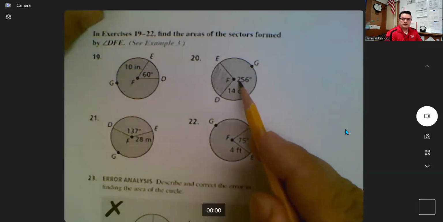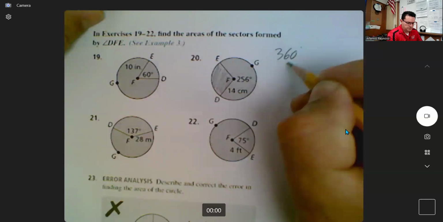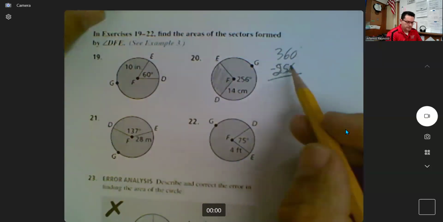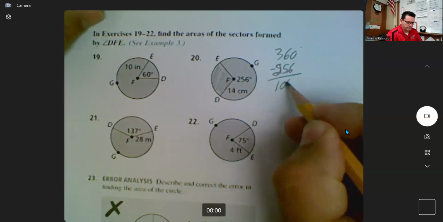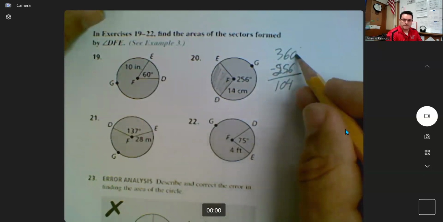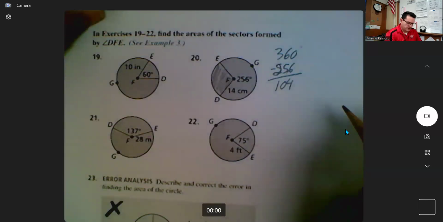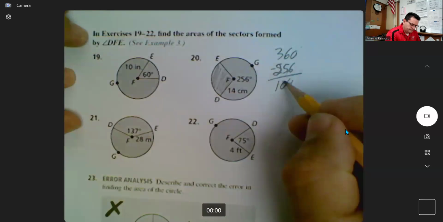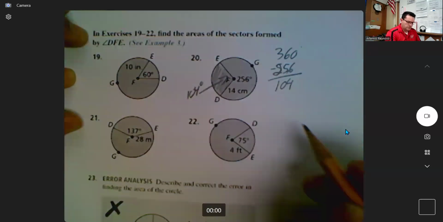So here we have 256 on the other side. We know that the full circle contains 360. So I want to find the degrees that correspond to angle DFE. So I get here 360 minus 256. So it's 104. I will double check it, add it up. 10, carry 1. 1 plus 5, 6. And then we get 1. Look, here we have 104 degrees, 104.